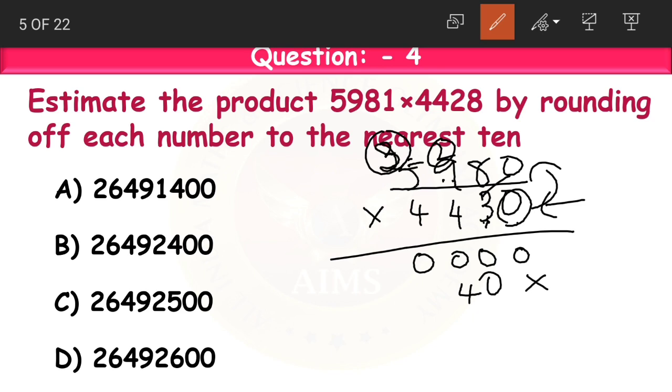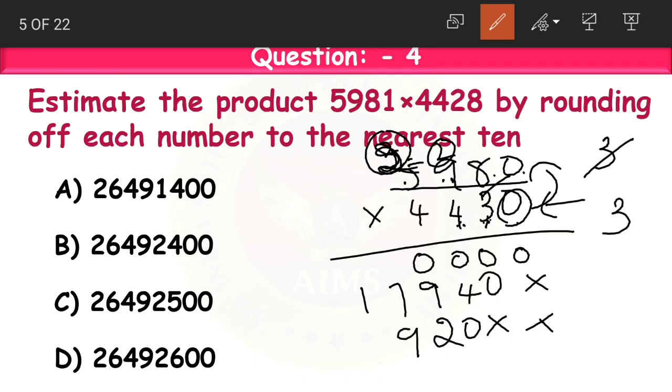27 plus 2 is 29. 2 carried and 9 will be written here. 3 5s are 15. 15 plus 2 becomes 17. Moving on to the next number, which is 4. 4 zeros are 0. 4 8s are 32. 2 here and 3 carried. 4 9s are 36. 36 plus 3, 39. Again 3 carried. 4 5s are 20. 20 plus 3 becomes 23.